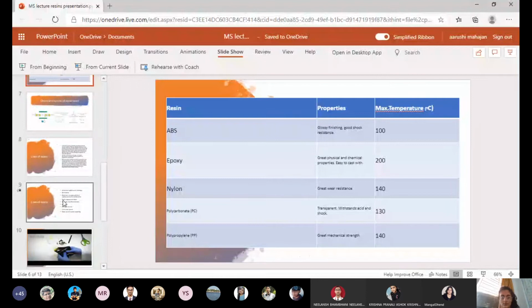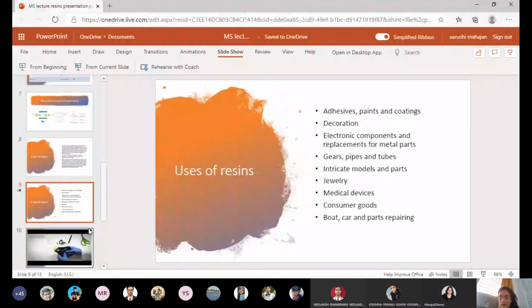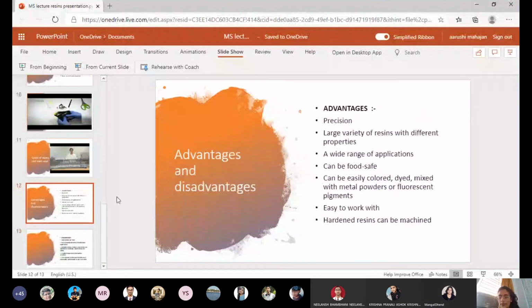And they can be easily colored, dyed, mixed with metal powders or fluorescent pigments, and they're easy to work with, and hardened resins can be machined. So hardened resins are very strong, and hence they can be machined.